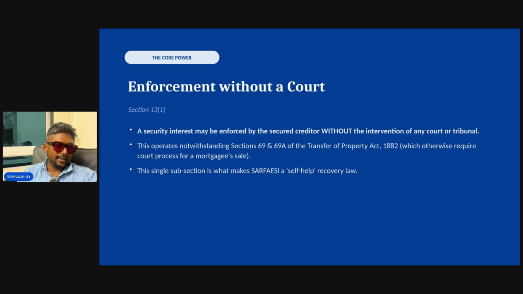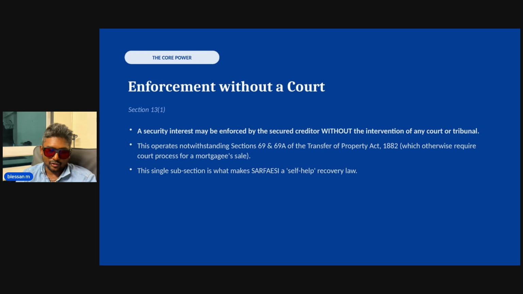So let's go to the most important core power under SARFAESI, that is enforcement without a court. A security can be enforced by the secured creditor without the intervention of the court or tribunal. This operates despite sections 69 and 69A of the TP Act, which say that to sell a mortgaged property, the mortgagee needs the court's permission. So the SARFAESI Act is what gives the bank the power to sell the property.